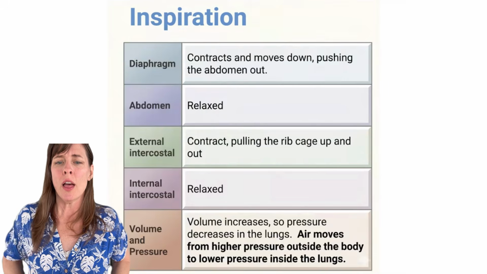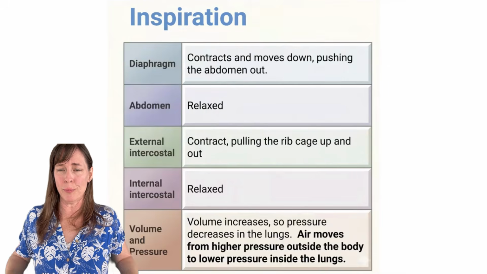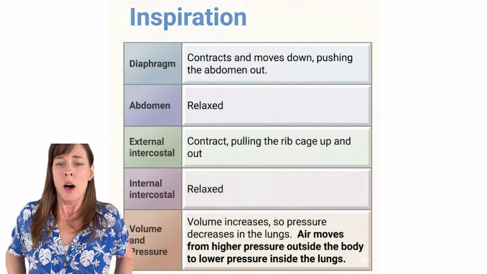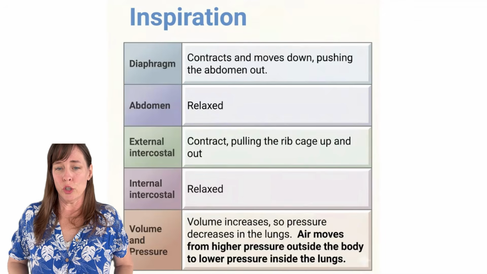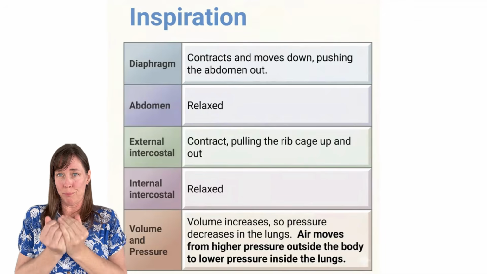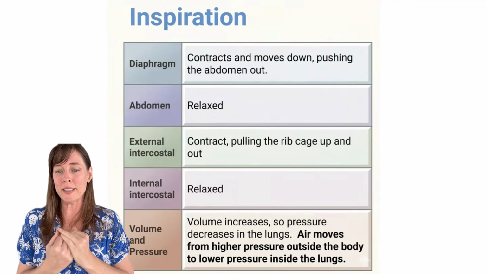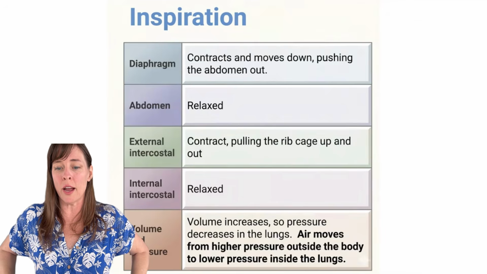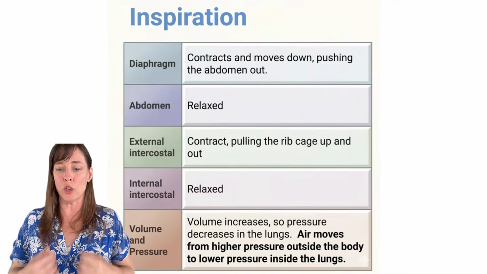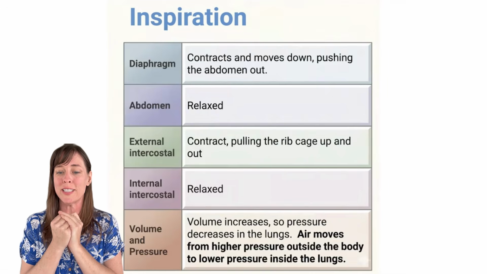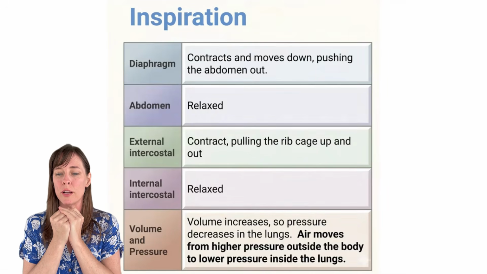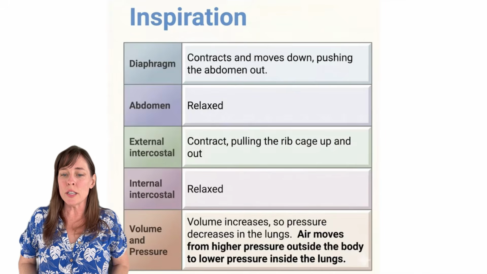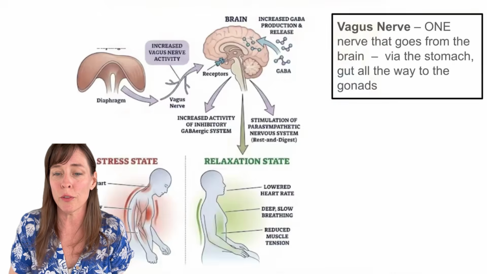So diaphragm, the contraction will be, again, put your hands and think about this. Put your hands on your rib cage and your abdomen's relaxed. Your diaphragm is literally going, it's like pulling down. It's contracting. It's pulling the rib cage up and out. The intercostals on the internal side are relaxed, and then your volume is increasing. The pressure decreases in the lungs, and so the air is going to move from the higher pressure outside, and it's going to suck into the body, into the lower pressure of the lungs.